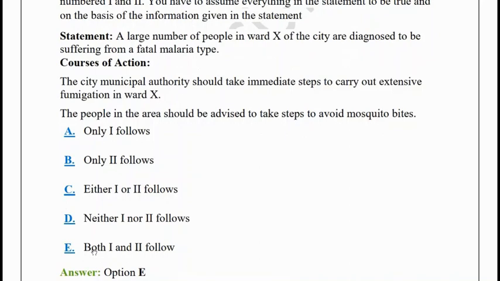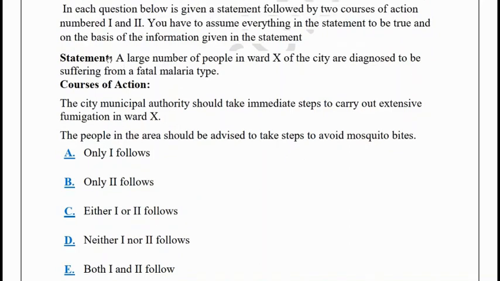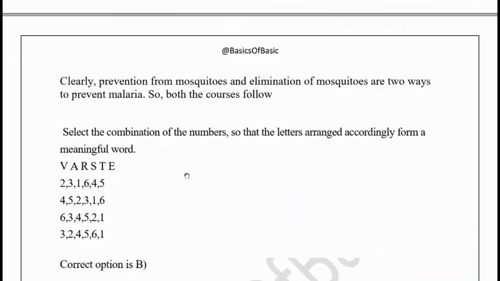So your answer is both 1 and 2 follow. Yeah, since the statement is that it is a problem of malaria in a ward, the course of action must be that the municipal authority should take action for the fumigation. So this looks correct, right? So both of them are correct.